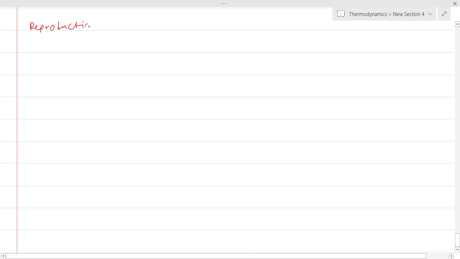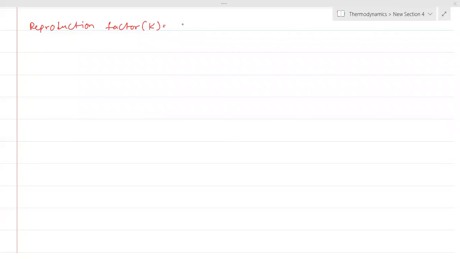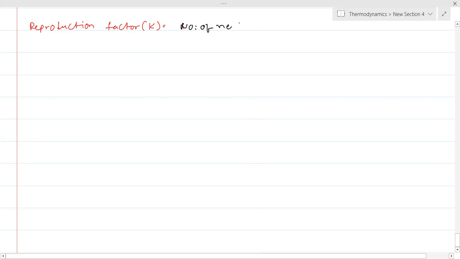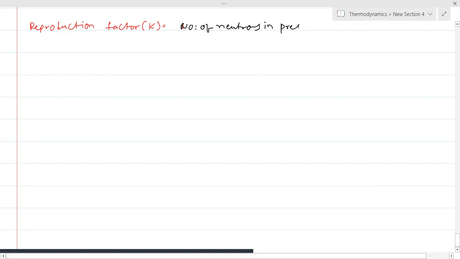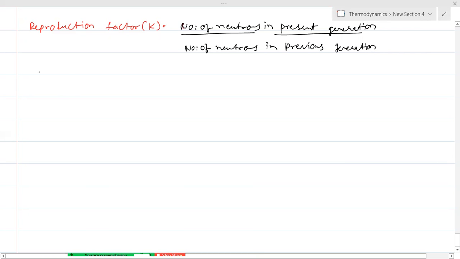So in nuclear fission, we will start our journey with the reproduction factor. It is symbolized by K. K is a ratio: the ratio of the number of neutrons in the present generation to the number of neutrons in the previous generation.